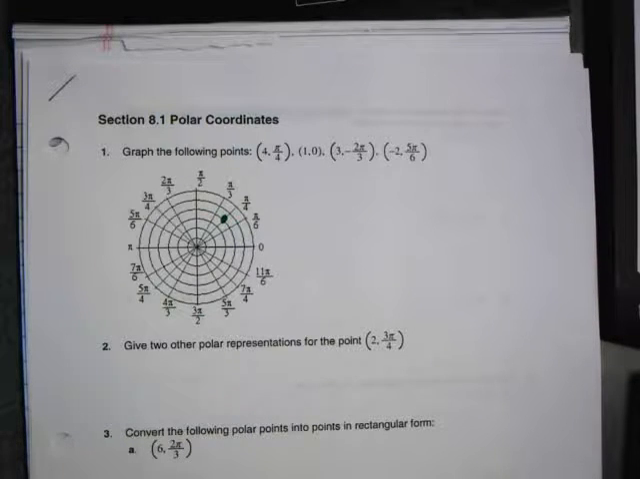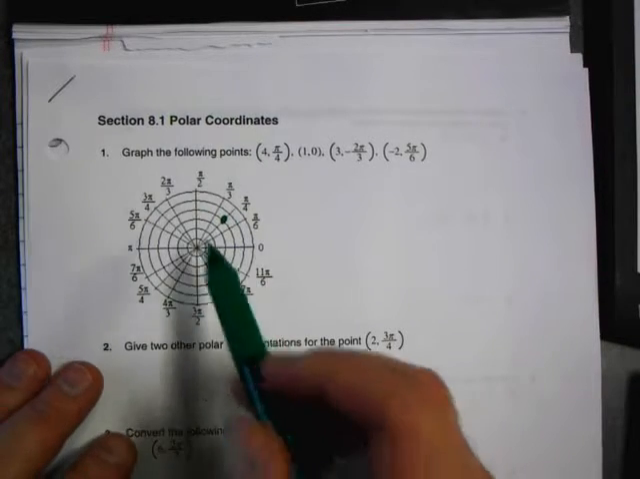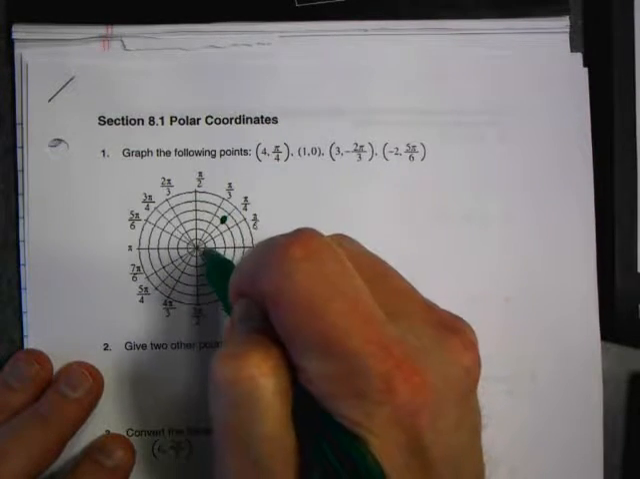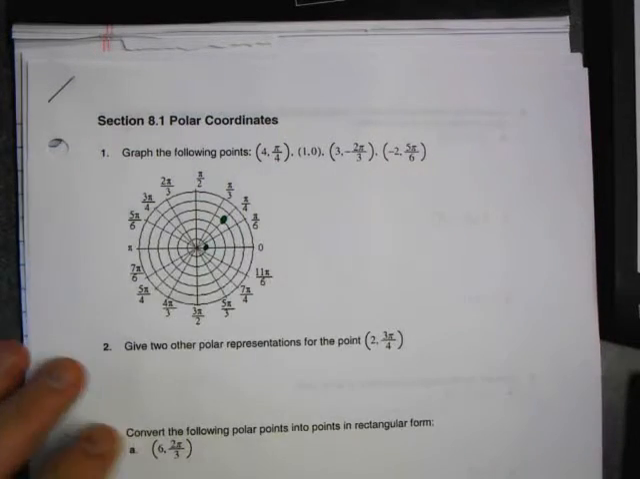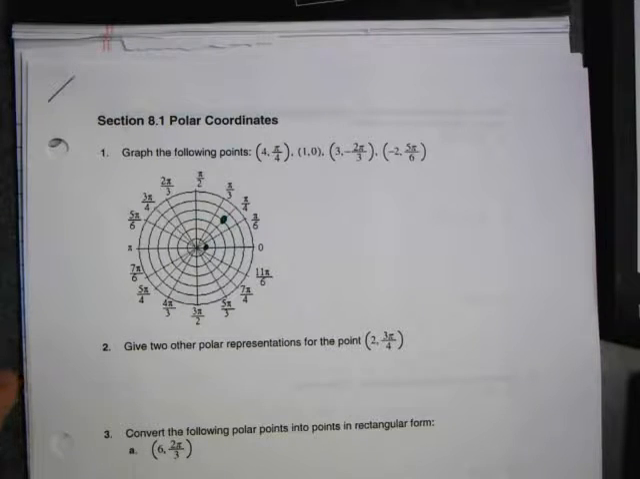The angle is 0, so which way do I go out 1? Straight 1 to the right. So the point (1, 0) would be the point (1, 0), just like it is in rectangular. It would be the same thing, 1 to the right. How about the point (3, -2π/3)?